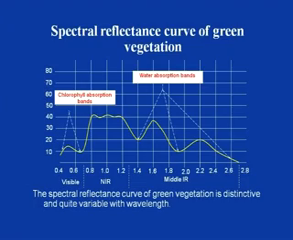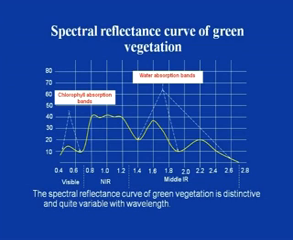First of all, there are three broad categories of land cover, that is vegetation, soil and water. So, we look first at the spectral reflectance curve of green vegetation. In this particular slide, we can observe that the spectral reflectance curve of green vegetation is not a uniform one. It varies across different regions of the electromagnetic spectrum.